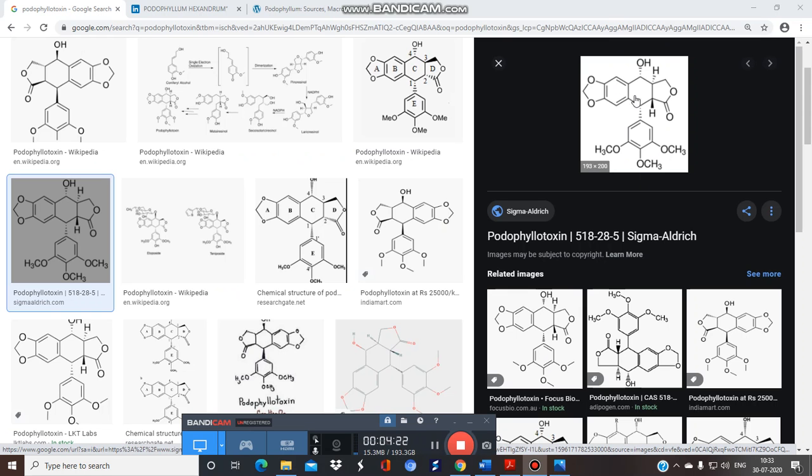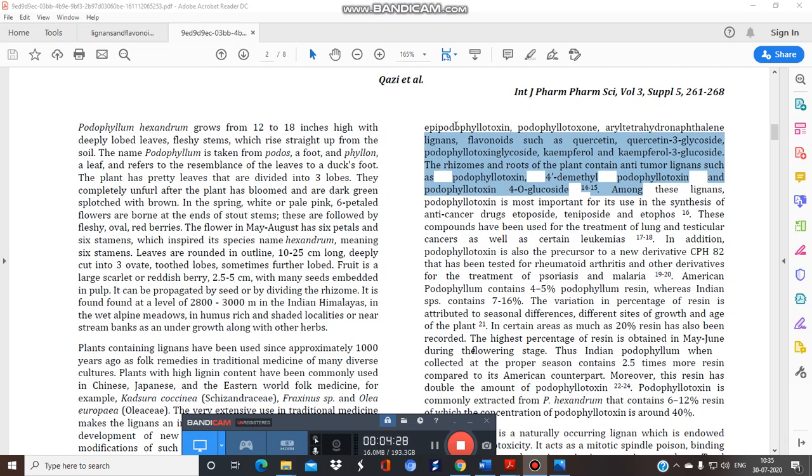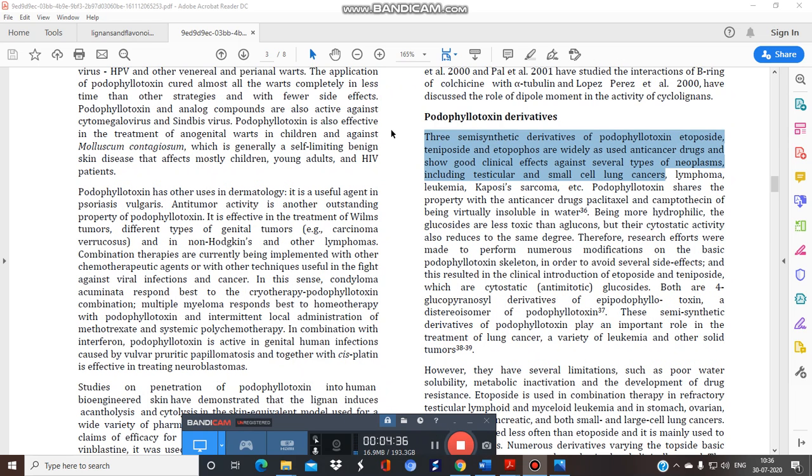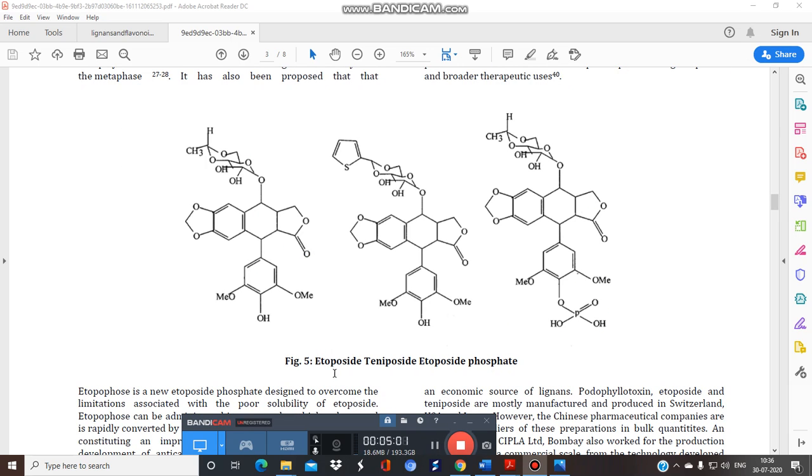Just see the structure of podophyllotoxin. This is the structure of podophyllotoxin. Along with podophyllotoxin, it also contains flavonoids such as quercetin and quercetin 3 glycoside. Now this is important: the podophyllotoxin derivatives. There are some semi-synthetic derivatives obtained from podophyllotoxin, known as etoposide or teniposide, and they are widely used as anti-cancer drugs, particularly in testicular and small cell lung cancers. Just see here the structure of etoposide.